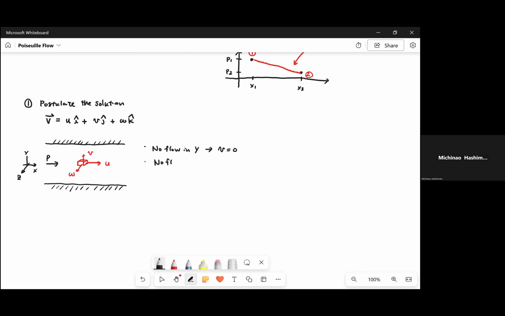No flow in the z direction either. They don't come out of or go into the page. So we can say w also equals 0. Flow is in the x direction, so u is going to be a non-zero value. This is probably agreeable here.